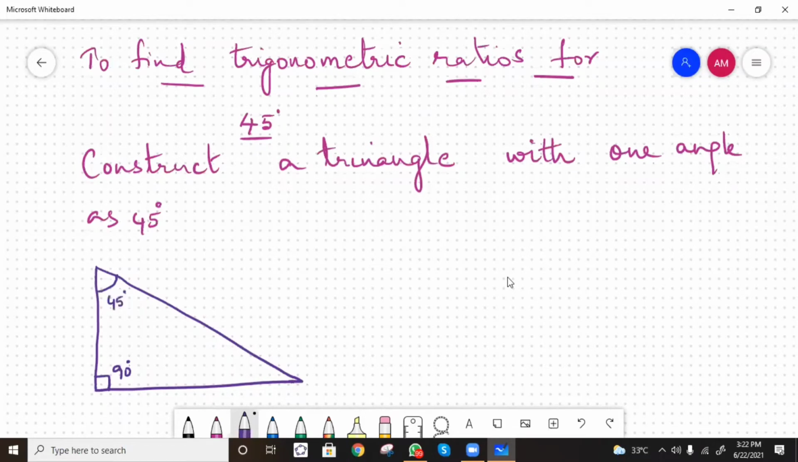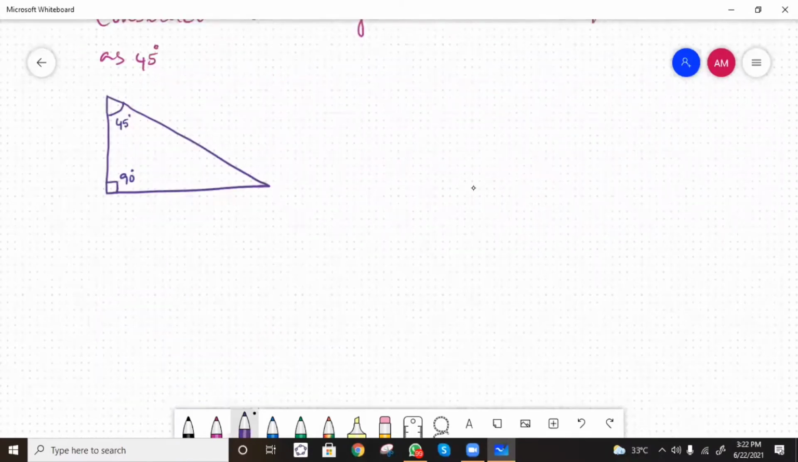And we are saying that one angle is 45 degrees. So can you guess what is the other angle? It's also 45 degrees. Since the sum of all the angles in a right angle triangle is 180 degrees, 90 plus 45, what is the other remaining angle? 45. Suppose this is A, this is B, and this is C. What is angle A? 45 degrees. What is angle B? 90 degrees. What is angle C? 45 degrees.